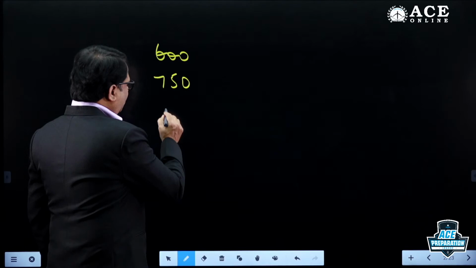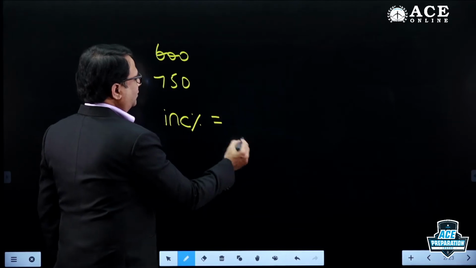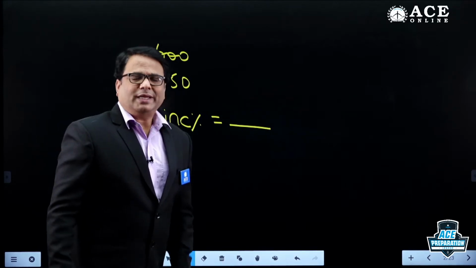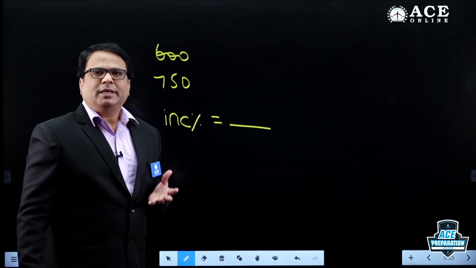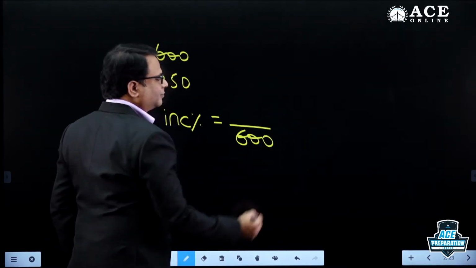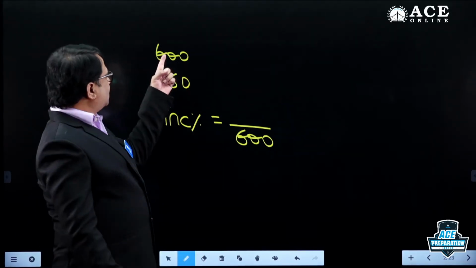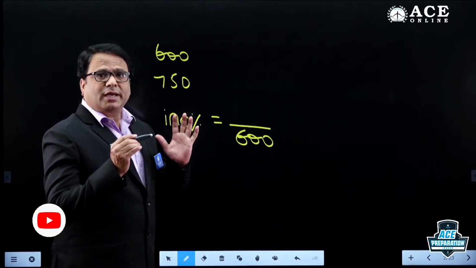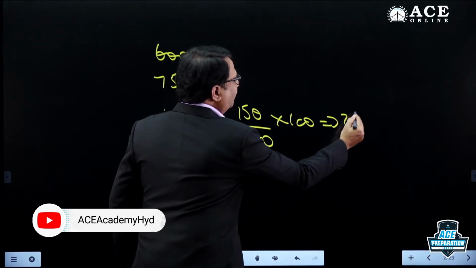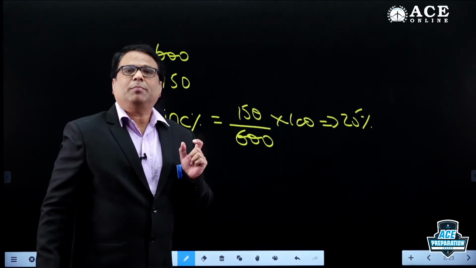So let us do the calculation. Increase percent. Now, what should be the denominator and what should be the numerator? Now, increase is happening over what? Increase is happening over 600. So the 600 should be the denominator. And how much is the increase? Increase is 150 because 600 has become 750. So increase is 150 by 600 into 100. So that becomes 25%. So my score in the second test increased by 25%.